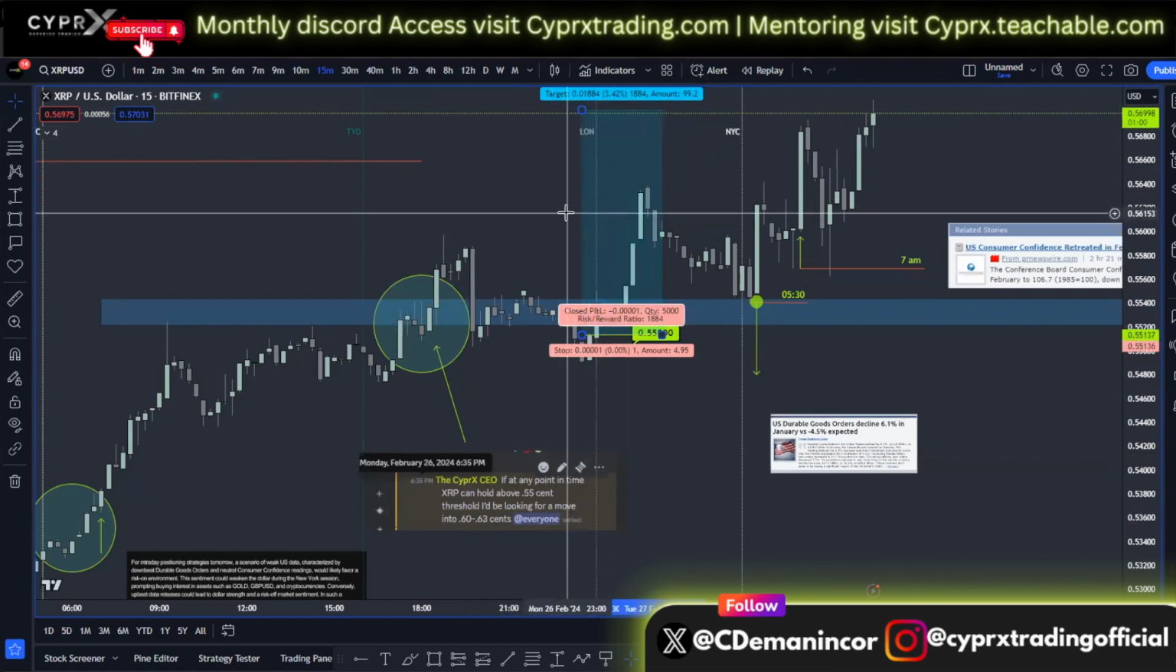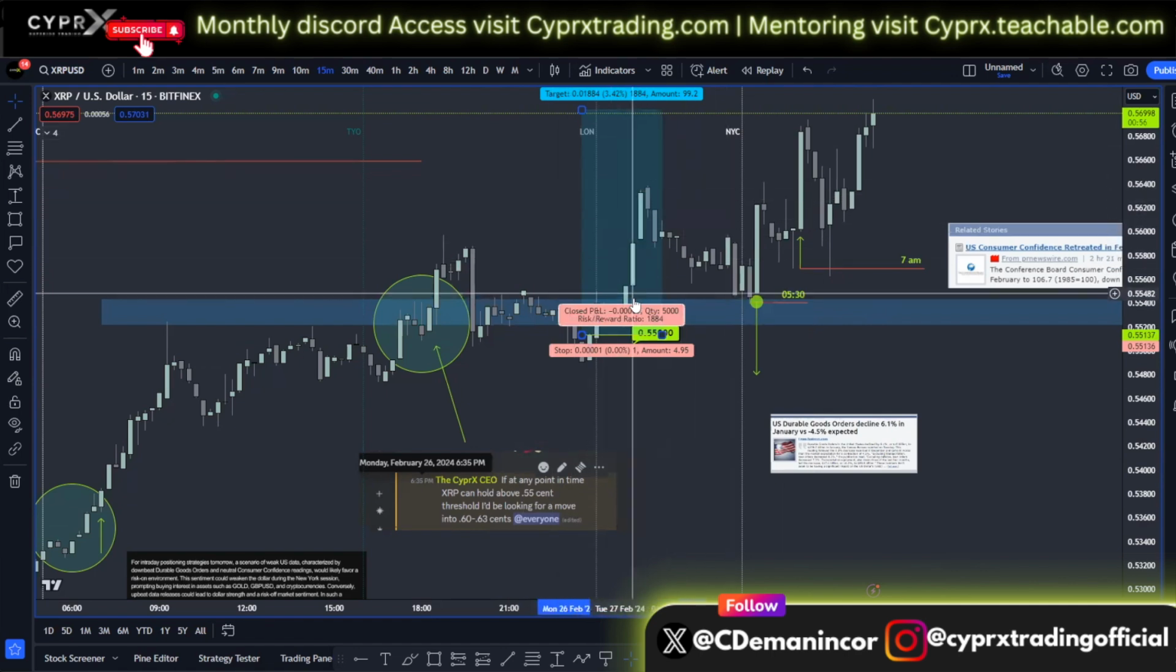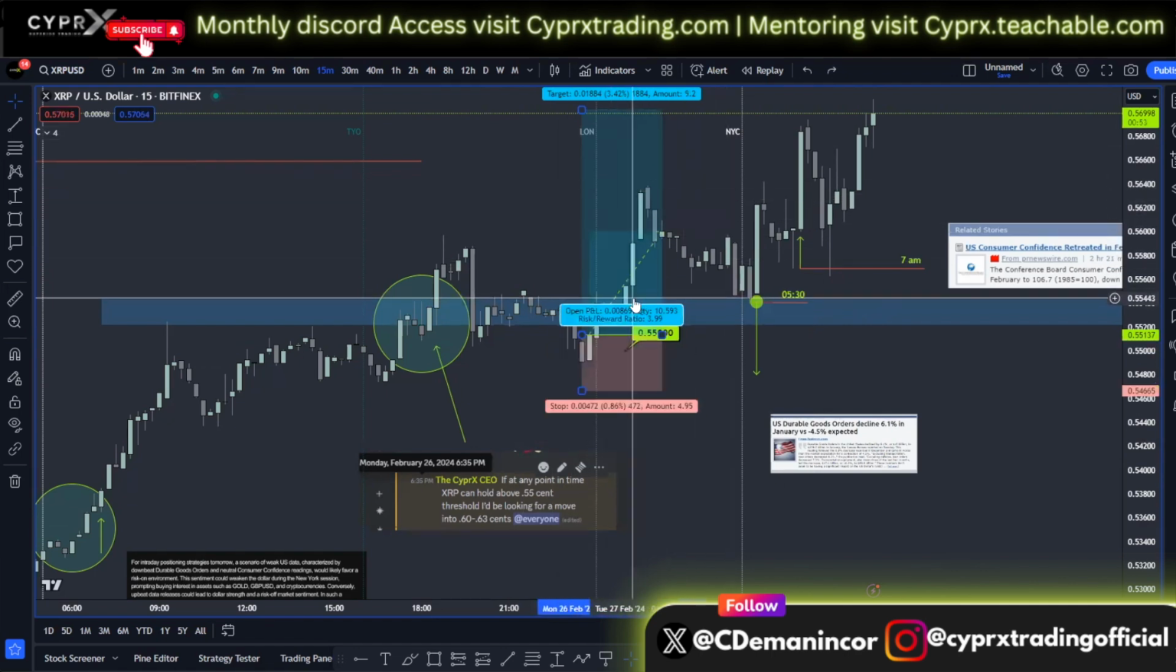I'm holding this trade on BidFi. If you guys don't know, it is the exchange that Ruby shared in the chat that offers leverage trading for US citizens.